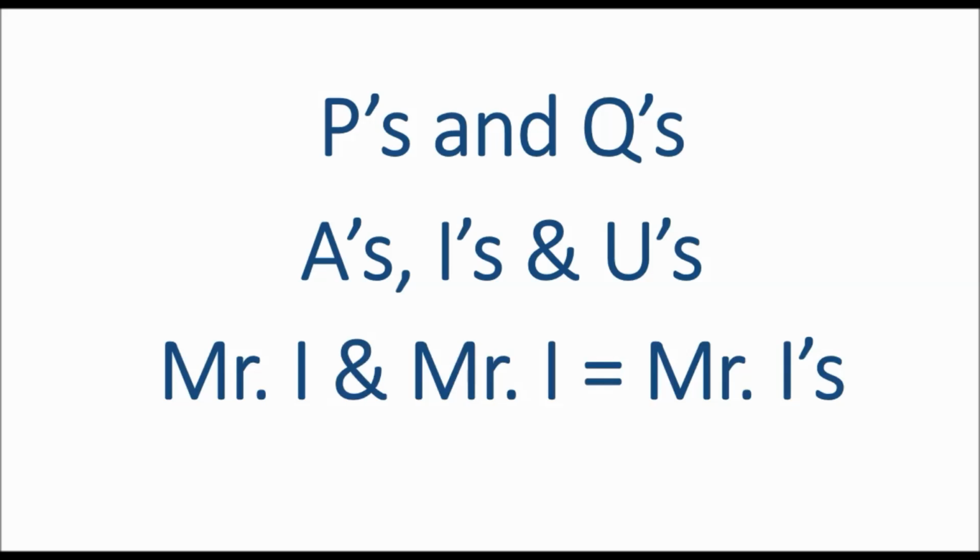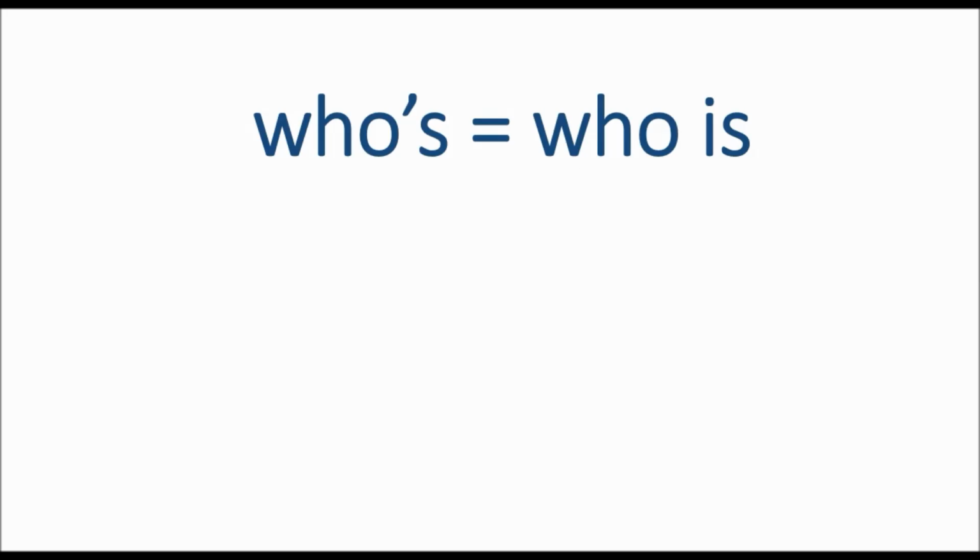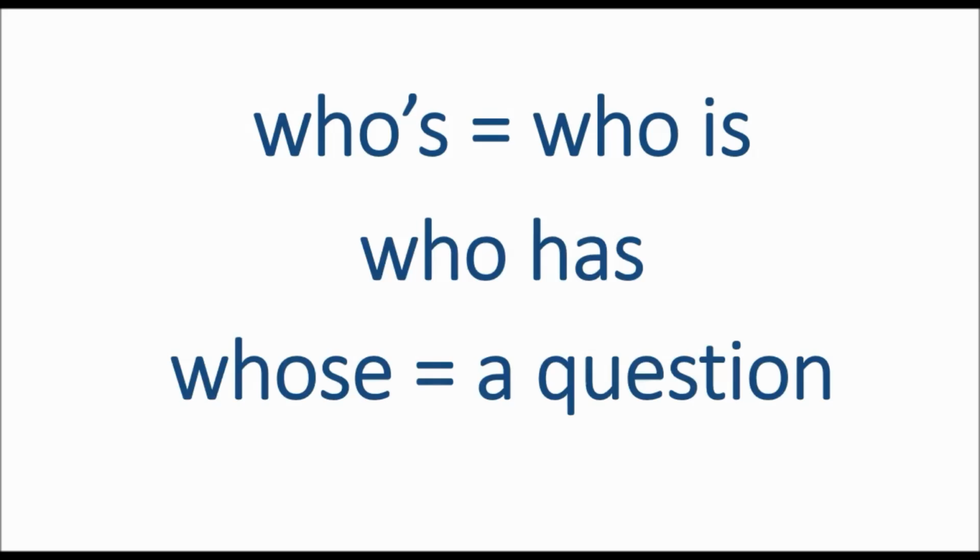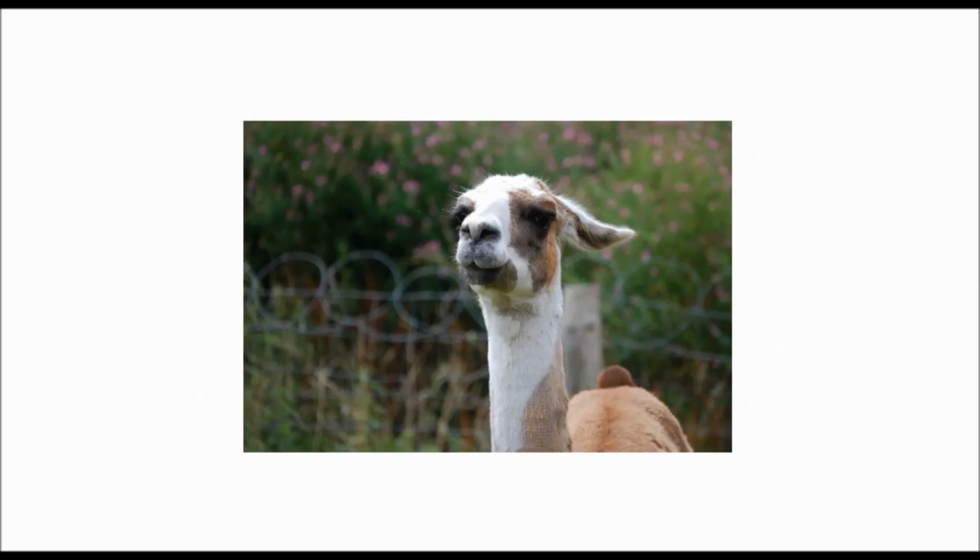How about this example? Imagine at your school there's two teachers that we call Mr. I. We would say that both Mr. I's are in the science department. Again, the apostrophe is creating a plural. What about who's and whose? We know that who's is a contracted form of who is and who has. But whose is used when we make a question, like whose llama is staring at me?